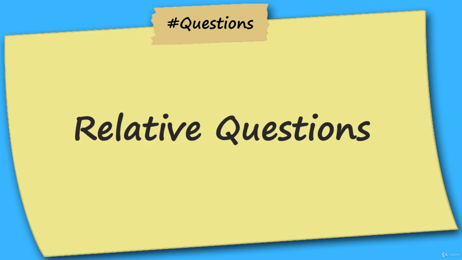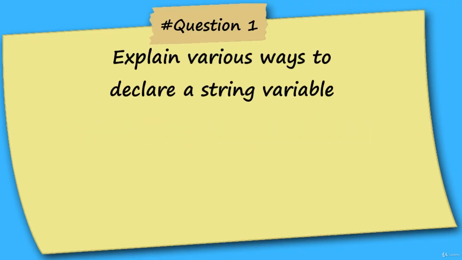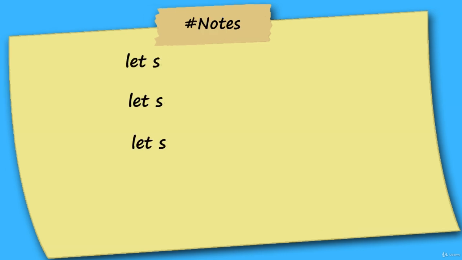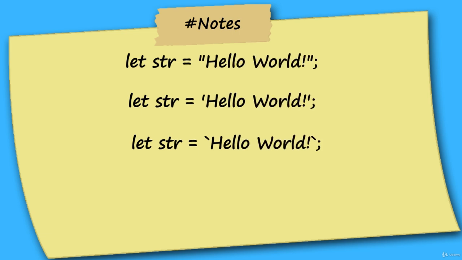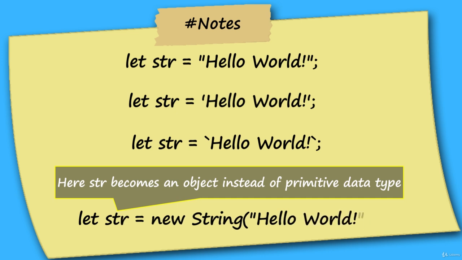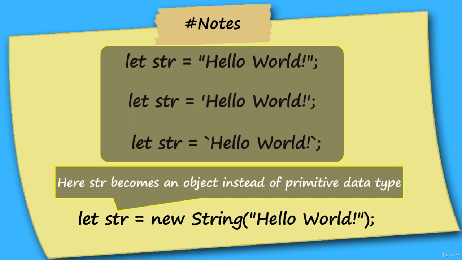Let's discuss a few questions here. The first question is, explain various ways to declare a string variable. So these are the different ways you can declare a string. There is also another way, which is a string class. So you can create an object of a string class, but that's a different discussion. So at the moment, we are using these 3 ways to declare a core string variable.